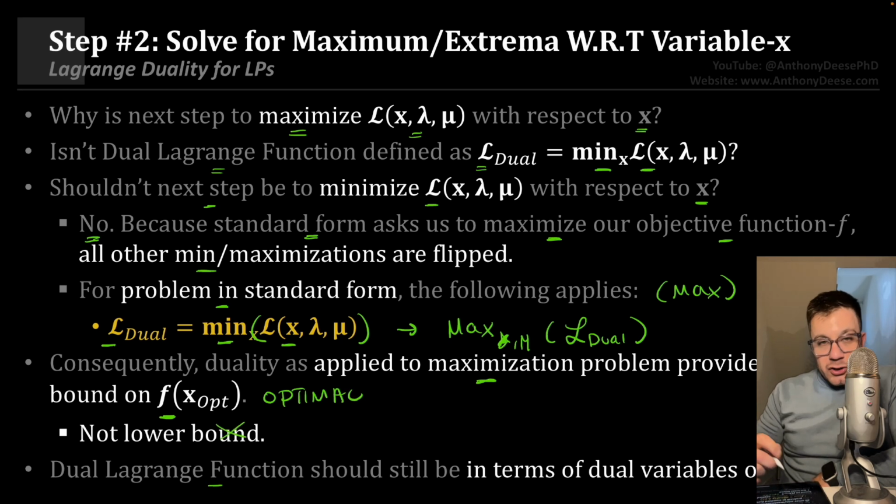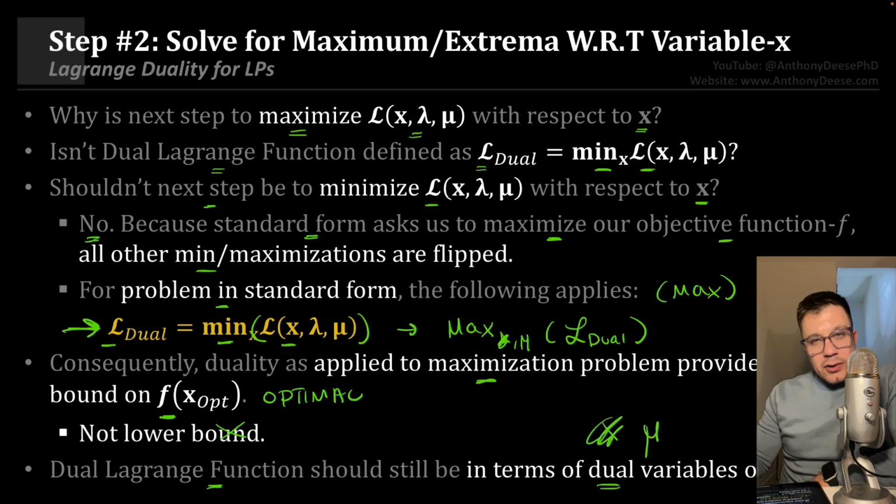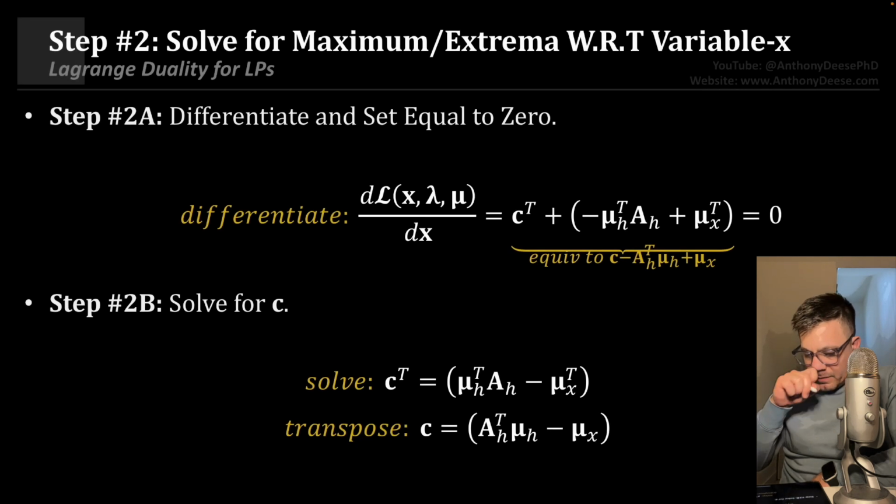And for the dual Lagrange function, one thing that doesn't change is that this should still be in terms of the dual variables only. Now in this case, we no longer have lambda, so it should be in terms of mu only. All of our x's should have disappeared by that point. All right, so let's try to perform that maximization. This is step number 2.